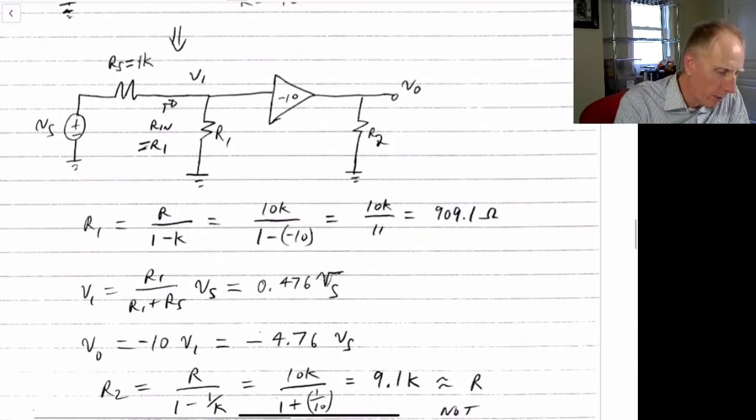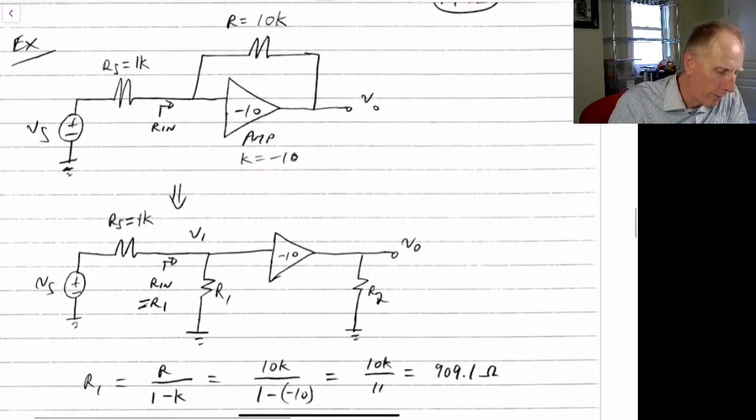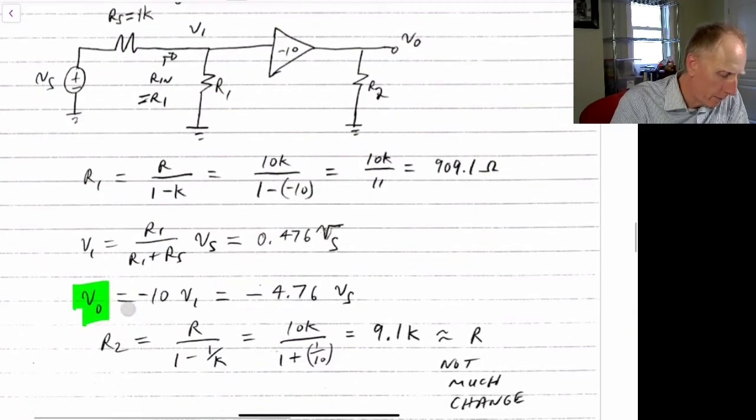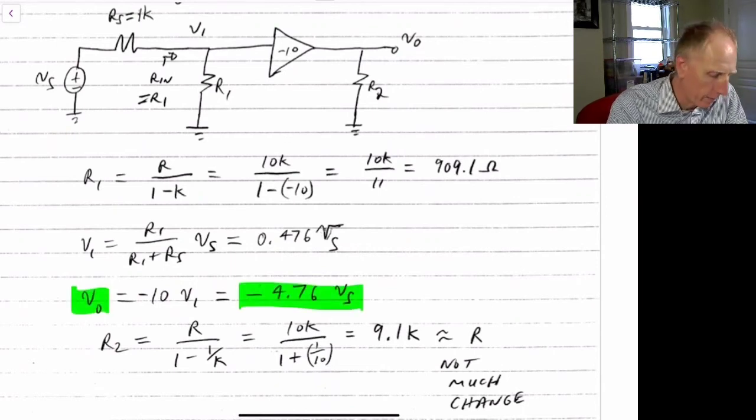And then we know that Vout is equal to minus 10 times V1 because we have an amplifier shown down here. And so we have our overall gain: Vout is just equal to minus 10 times V1, so the overall gain is going to be Vout equal to minus 4.76 times Vs.